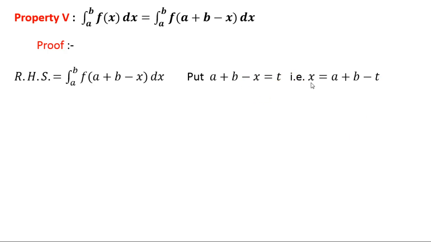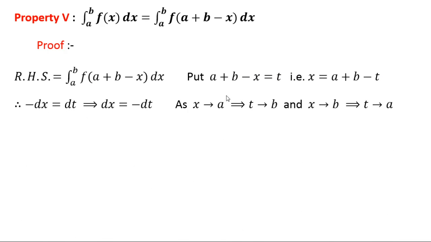Now differentiate this. Its derivative: minus dx is equal to dt, which means dx is equal to minus dt. So in place of dx we will have to write minus dt. This will be f of t into minus dt, but limits will change.